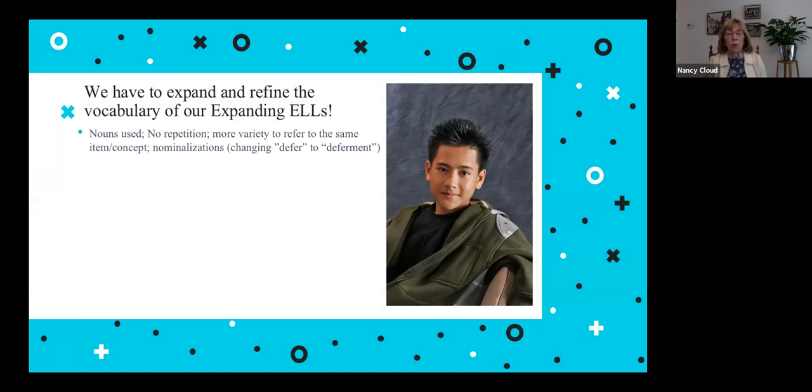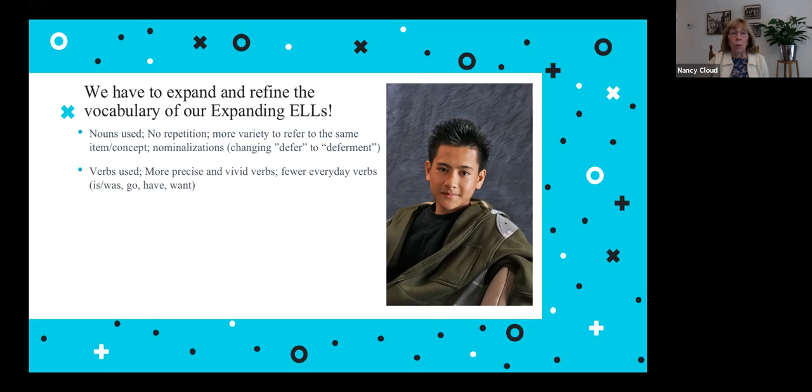We want them to use many more nouns than they're currently using, and we want them to have more variety in the way that they refer to the same concept. And we want them to know how to change words into other parts of speech. So in this case, how to change a verb into a noun, and that's called nominalization.